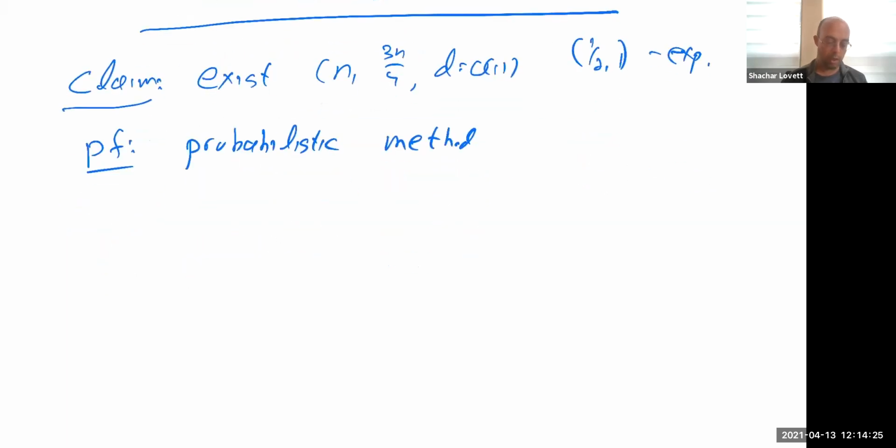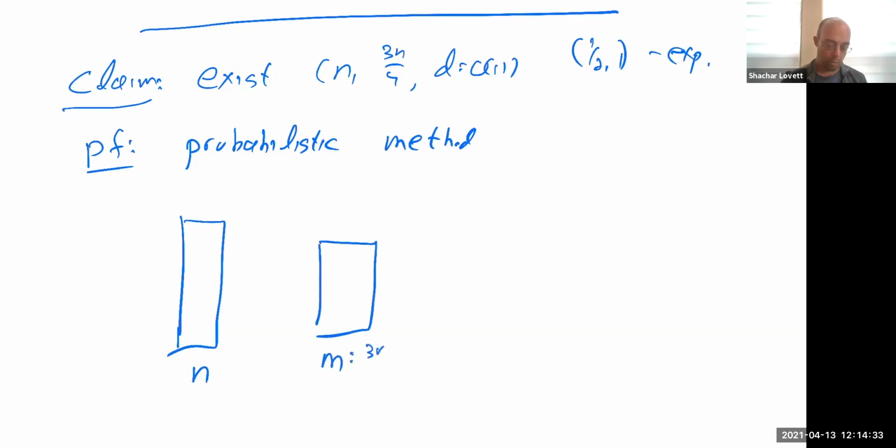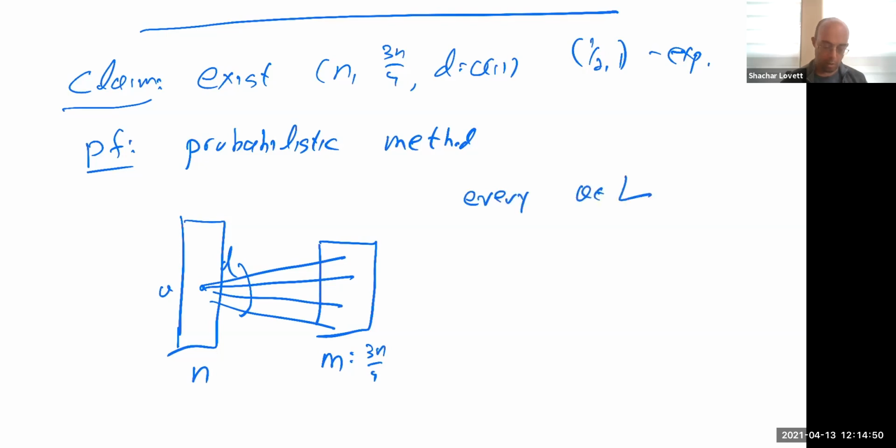So what are we going to say? I'm going to construct this graph randomly. I'm going to have n nodes here, m nodes here, where m is 3n over 4. And for every node v here, I'm going to randomly choose d neighbors, where d is some constant that we're going to choose later. So for every v on the left-hand side, we're going to choose d random neighbors in the right-hand side. So we have a random graph.